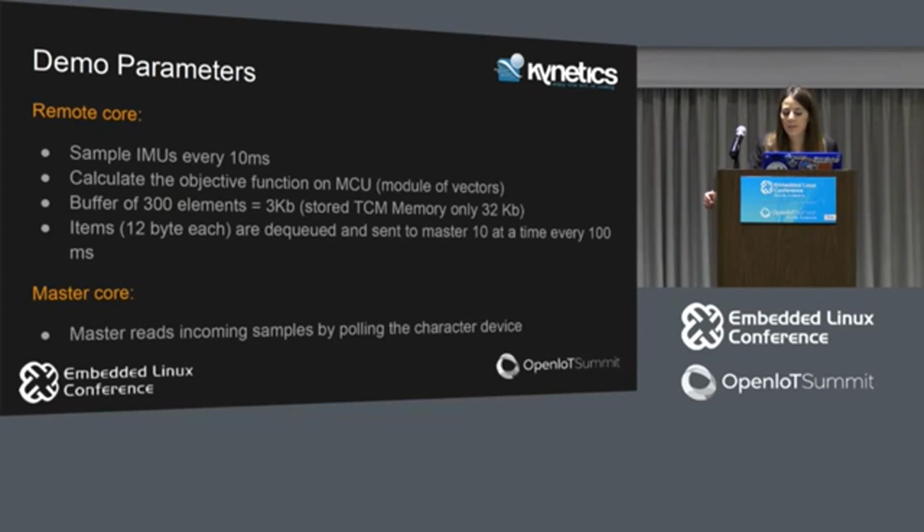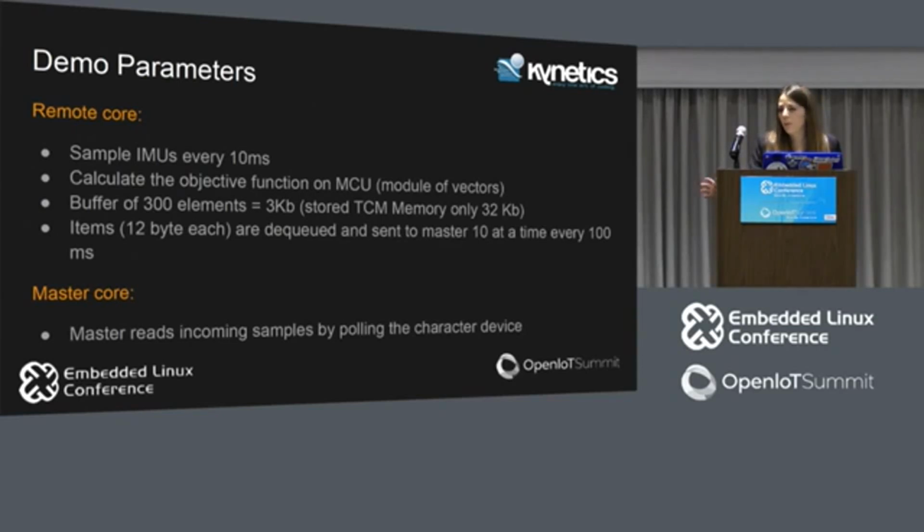Then we're storing these samples on a buffer, which in our case is only 300 elements. The reason we use this size for our queue is that we wanted to store our application on the TCM. So we only had 32 kilobytes, so we have a pretty small buffer. But it's enough for the demo we are studying. And then items are dequeued from this buffer and sent to the master core for visualization. So we send 10 items at a time, every 100 milliseconds.